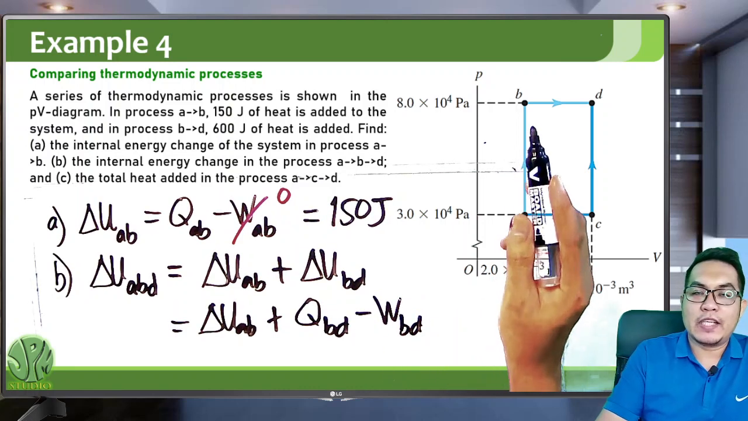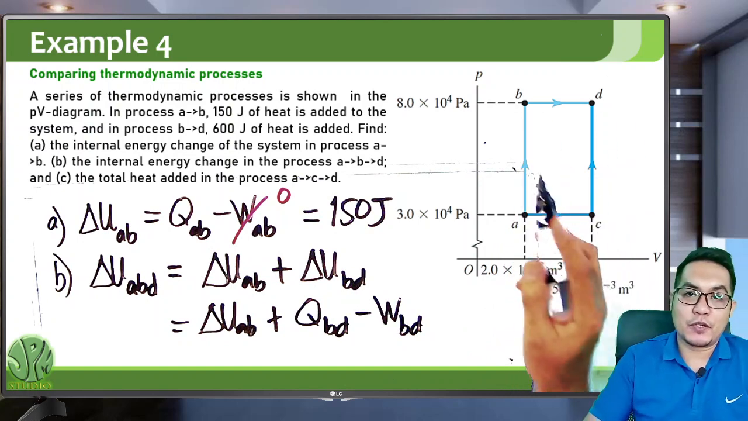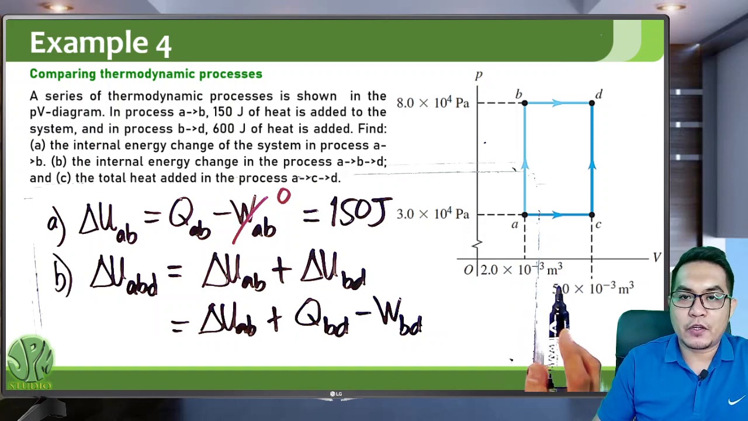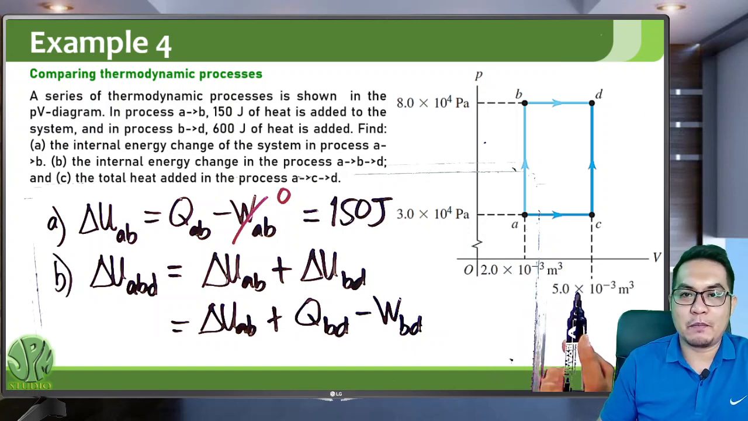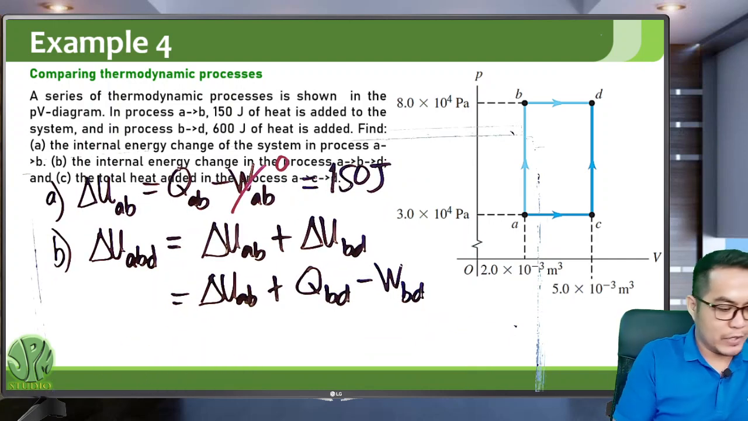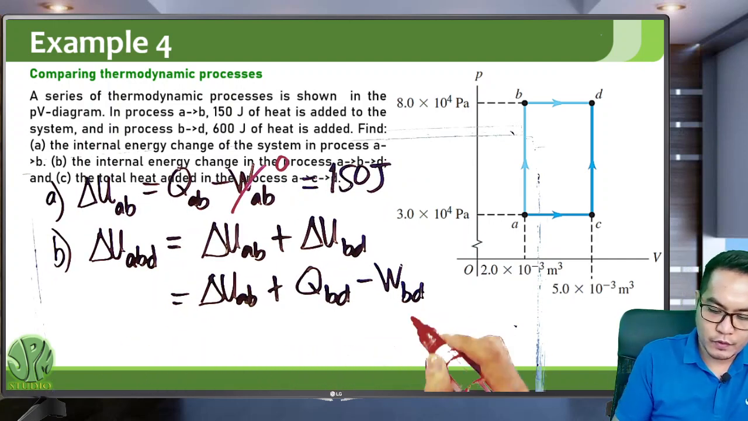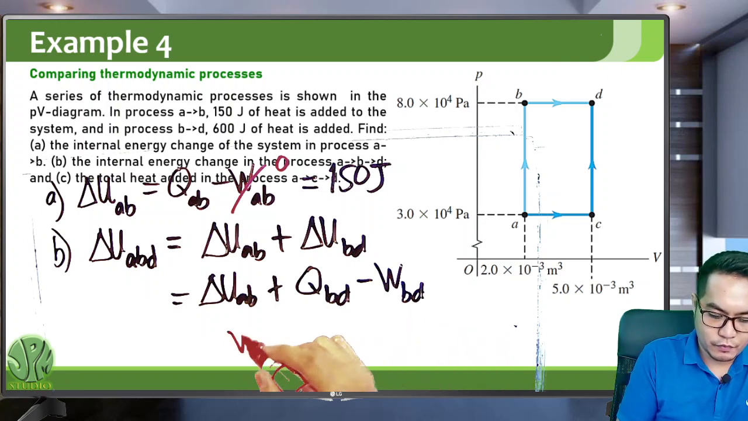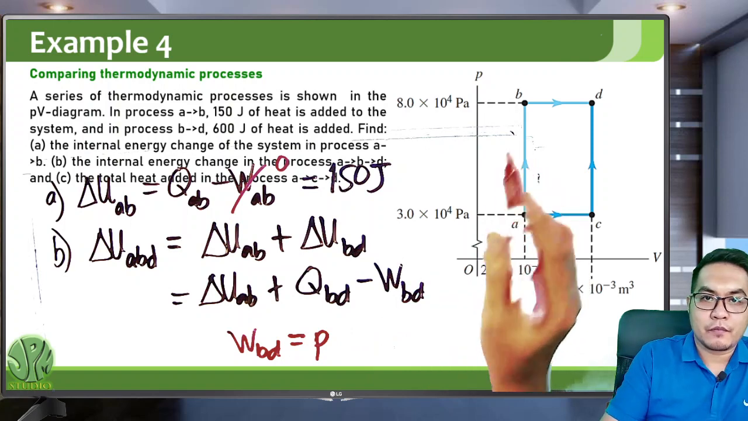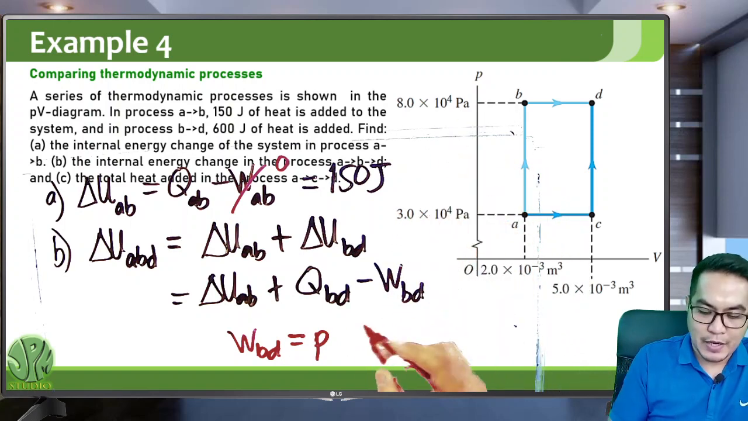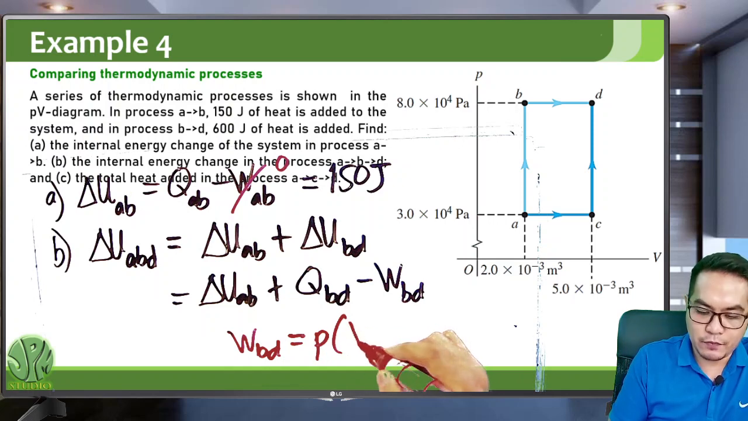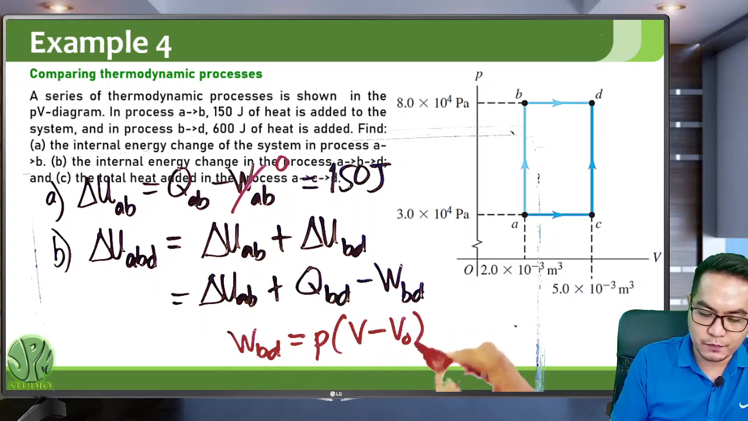So from B to D, this is isobaric expansion. The volume expands from 2 times 10 to the negative 3 meter cubed to 5 times 10 to the negative 3 meter cubed. So the work done from B to D is just the pressure, which is 8 times 10 to the 4 pascals, times the change in volume, the final volume minus the initial volume.